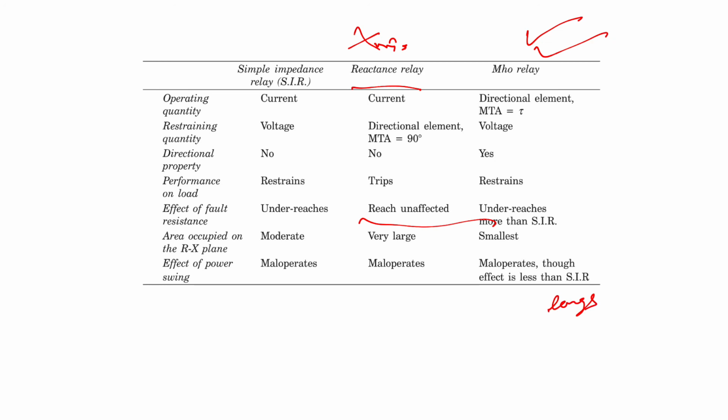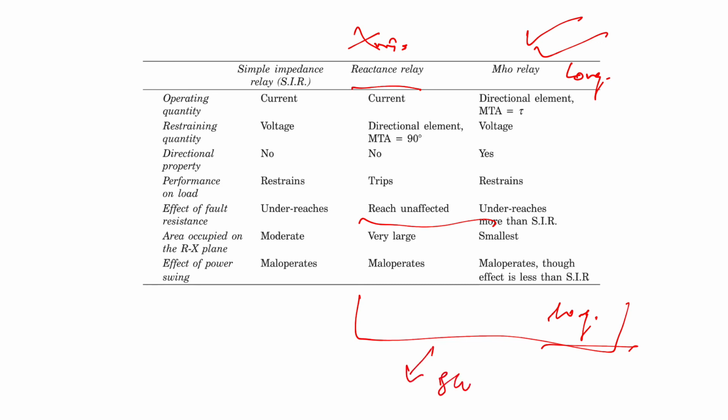So it can be used for long lines which are likely to be subjected to frequent power swings, whereas the reactance relay in conjunction with the Moore is preferred for short lines. So the Moore relay is used for the long line, and the reactance relay in conjunction with the Moore is used for short lines. So this is about the different types of relays.